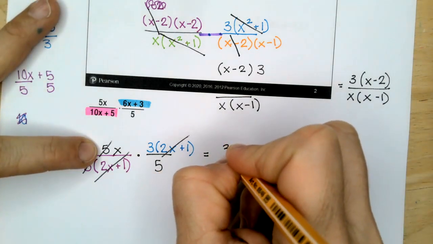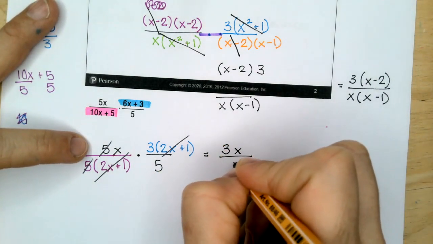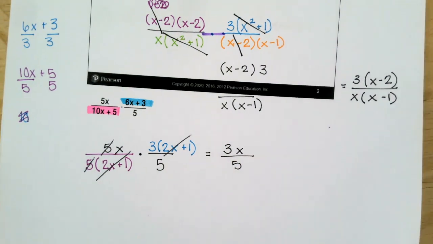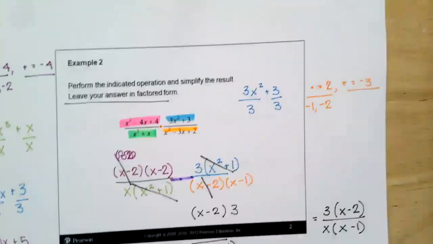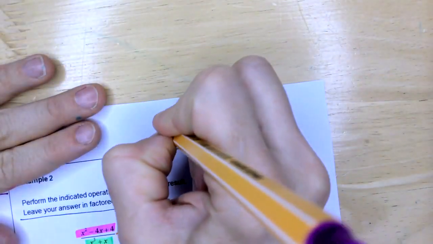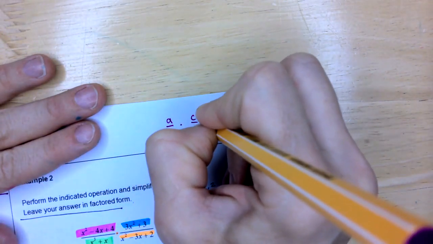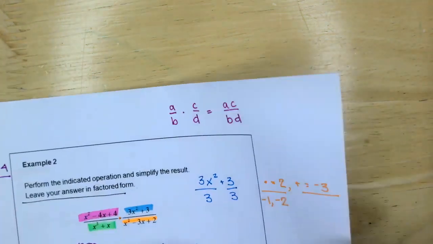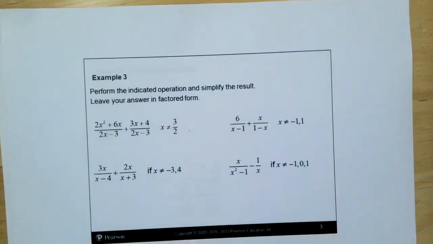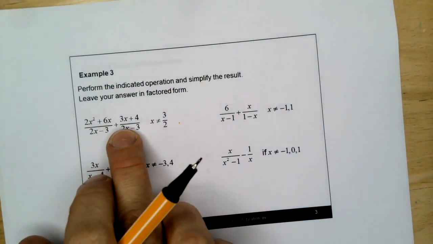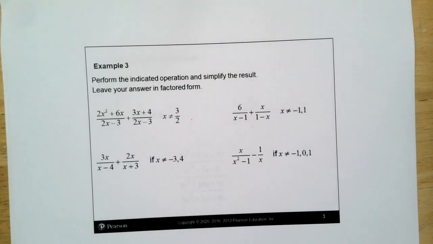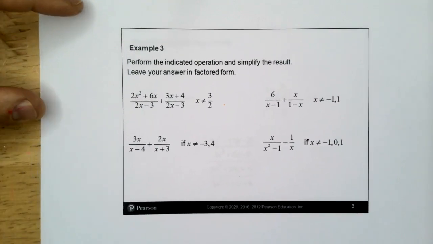That means on the top, I just have a 3 and an x. On the bottom, I have a 5. All right, so that is for multiplying fractions, because a over b times c over d is ac divided by bd, right? When we are, however, adding or subtracting fractions, what we need is a common denominator. If you don't have a common denominator, you have to create a common denominator via multiplying, right?